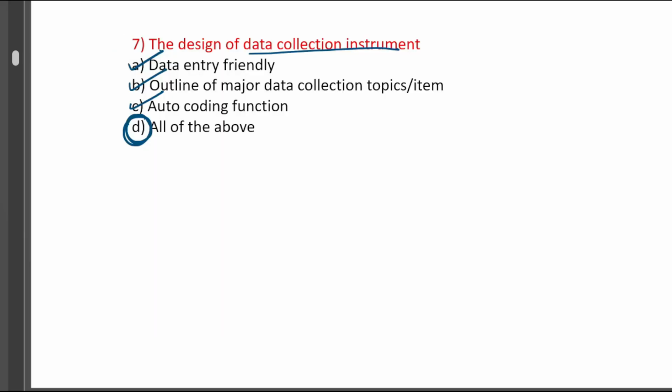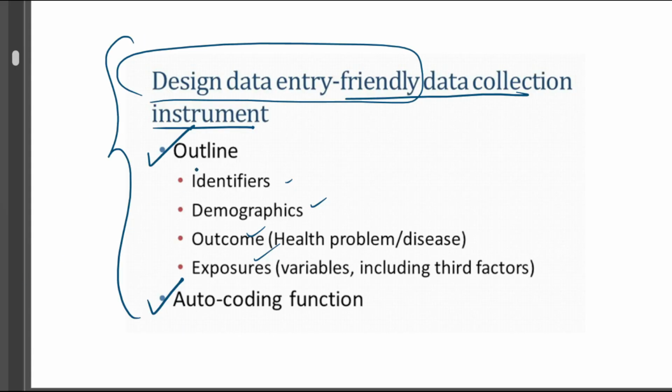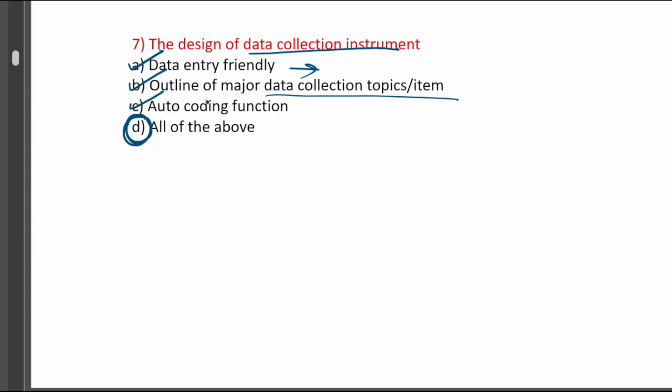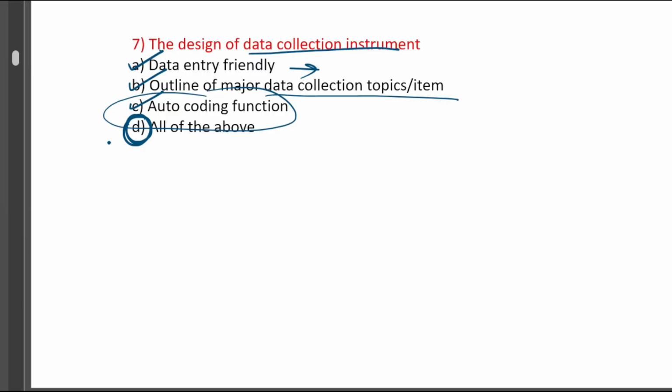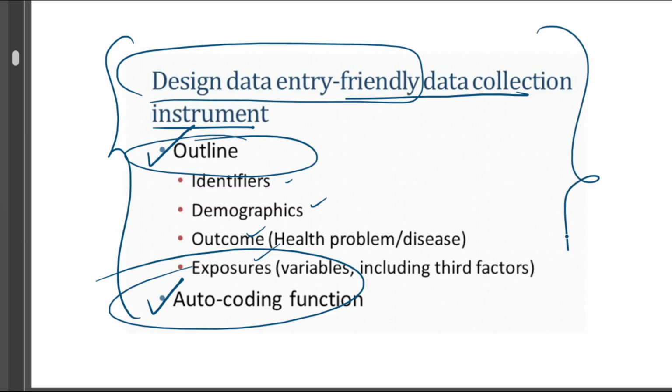In our question, they have mentioned data entry friendly. Secondly, they have mentioned outline of major data collection topics and items. Then you have the outline part. Then thirdly, they have mentioned the auto coding function. So even auto coding function is mentioned over here. So therefore, the answer for this question is option D. So please remember this question and the answer, and definitely this slide.